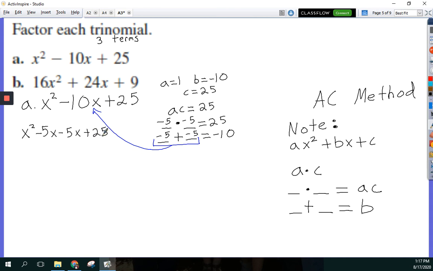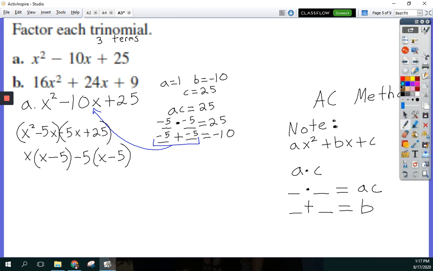And the reason that we do that is because now we can separate into two groups. And when we do that, notice that my x squared and my negative 5x have an x in common. So I'm going to factor that out just from that first parentheses or that first group. And we'll be left with x minus 5. And our second group, they have a negative 5 in common. So I'm going to factor out that negative 5. And I'm left with another x minus 5.